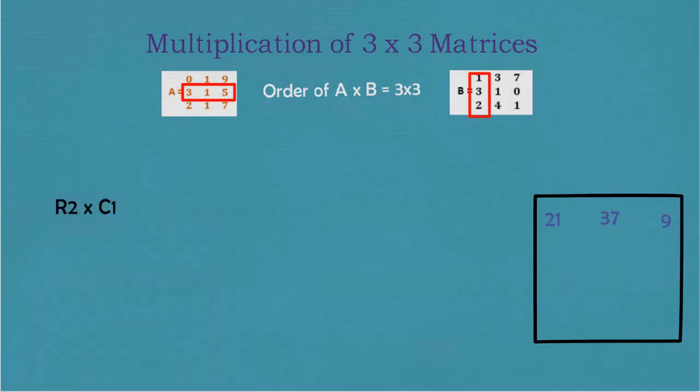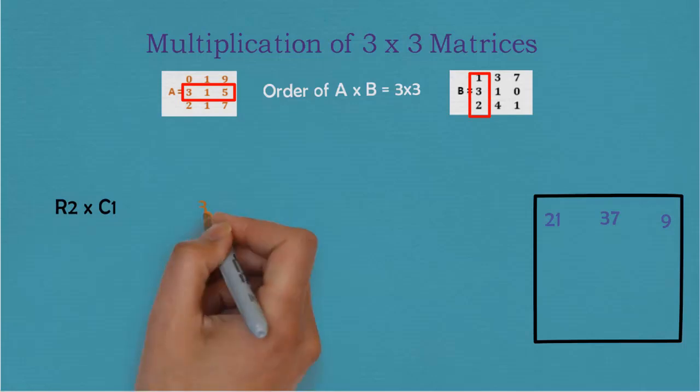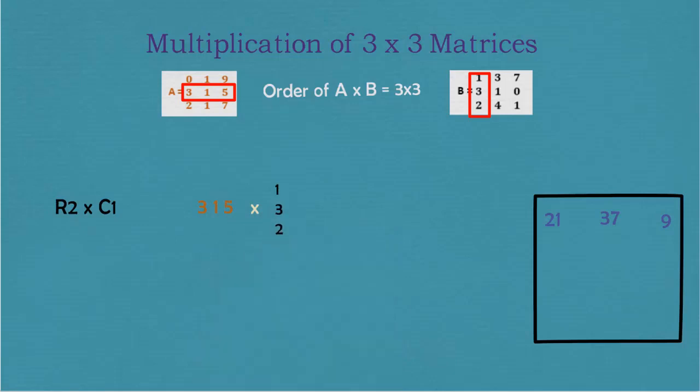So now multiplying the second row of matrix A by the first column of matrix B, that is 3, 1, 5 multiplied by 1, 3, 2. So carrying out that element wise multiplication, that is equal to 3 times 1 plus 1 times 3 plus 5 times 2, which is equal to 16. So what will be its position? Its position will be second row, first column, because we have multiplied the second row of matrix A by the first column of matrix B. So inserting this 16 value at its position.